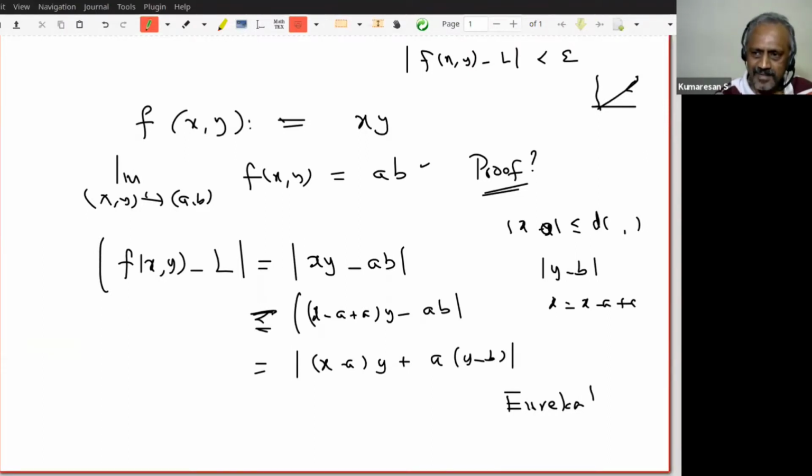Do you get it? You see that? I wanted to estimate, but I know how to estimate mod x minus a and mod y minus b. So I got it. Now what inequality should I use here? Can somebody tell me? Quick.